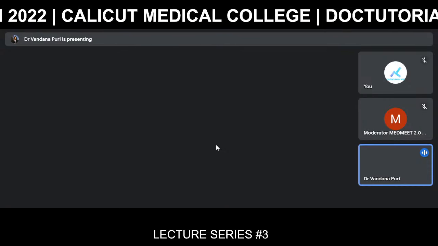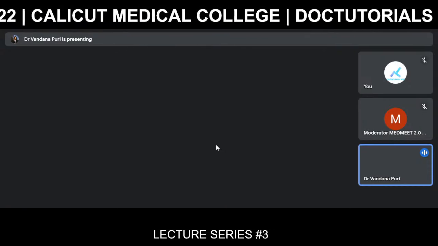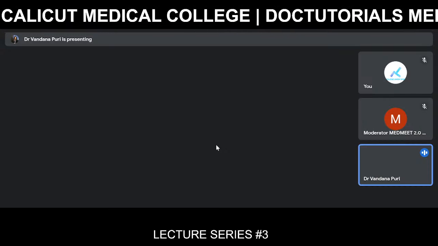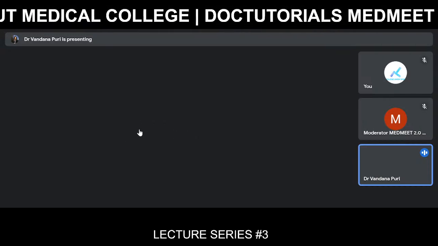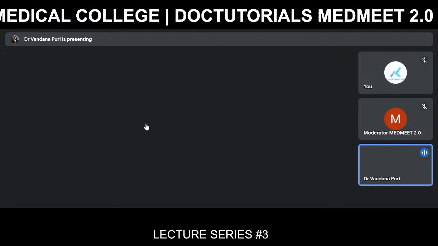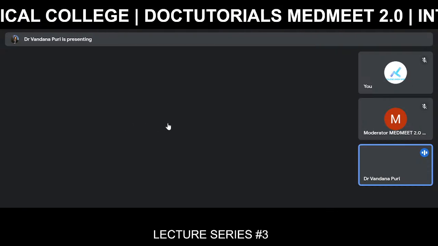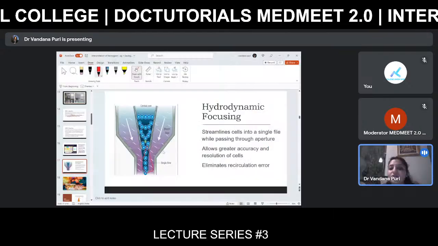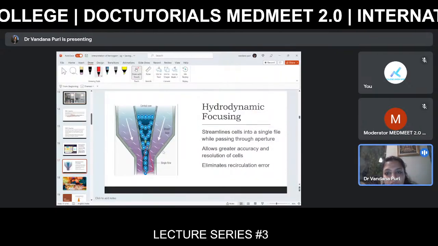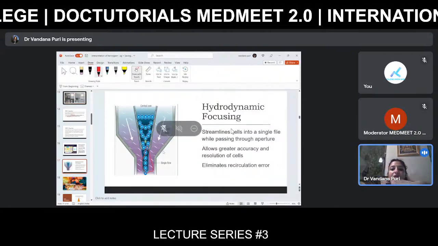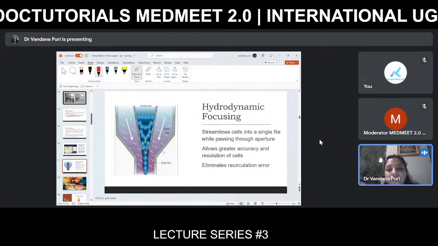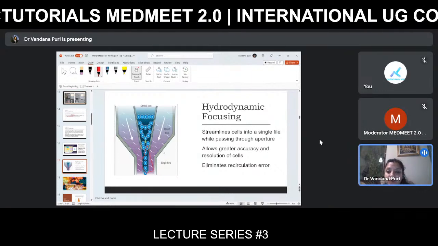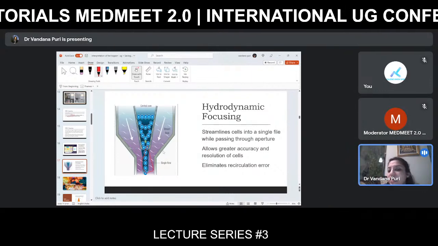Now, once we are very, very clear with this, there is another principle that you have to remember here, which is hydrodynamic focusing. What do you mean by hydrodynamic focusing? In the machine, it is very mandatory that the cells pass in a single line, okay? Otherwise, what is going to happen? It is like a traffic jam, okay? So if everybody starts going at the same time, the counter will get confused. It will count two cells as one cell and the results will be very erroneous.